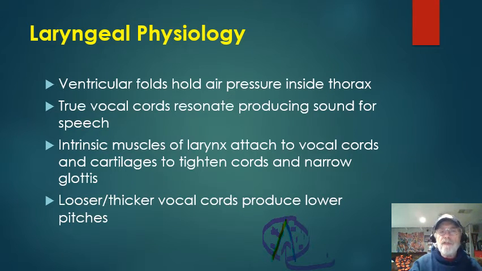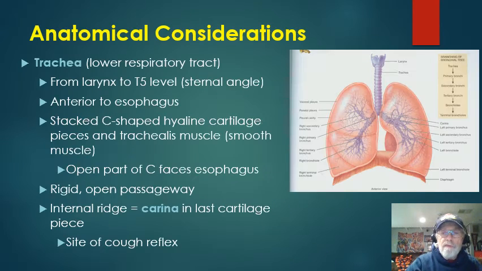So when you close those vocal cords, you can develop a significant amount of pressure inside the thorax. Again, those true vocal cords, like we talked about, are what resonate to produce speech, because of the way the little cartilages attached by muscles will open or close the vocal cords. Thicker vocal cords produce the lower pitches. Thinner, which is basically more stretched out, causes a higher pitch.